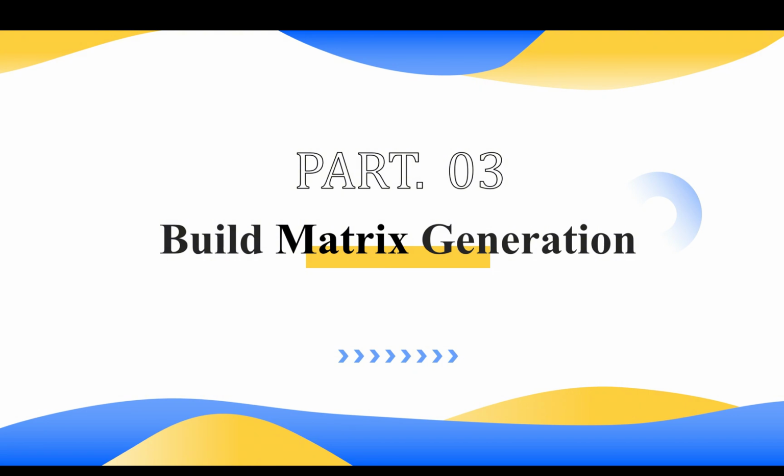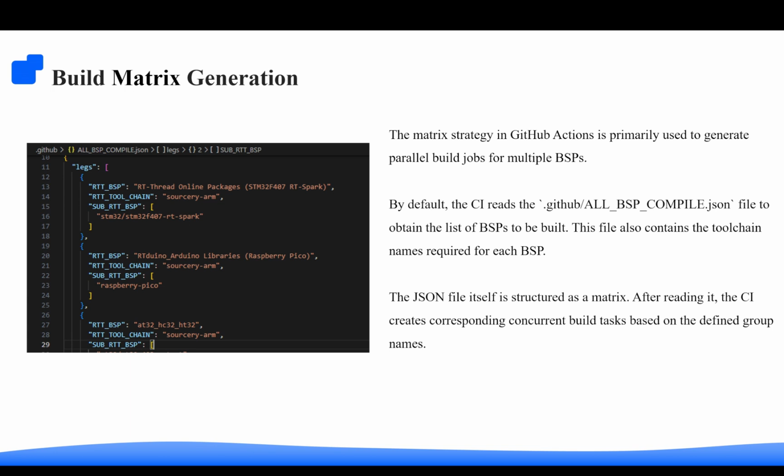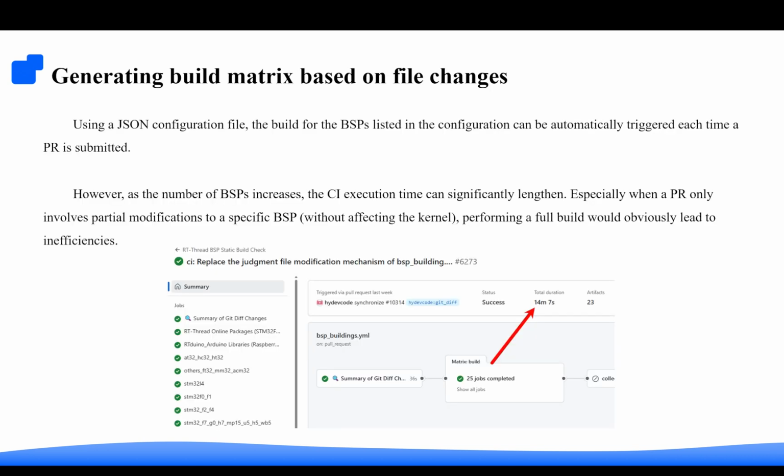Next, let's talk about how to analyze the BSP code that needs to be compiled based on the PR. By default, the CI will read the .github all_bsp_compile JSON file to obtain the list of BSPs that need to be compiled. This file also contains the name of the toolchain required for each BSP. The JSON file itself can be passed into the action as a matrix variable. After the CI reads it, it will create corresponding compilation tasks according to the BSPs defined in it.